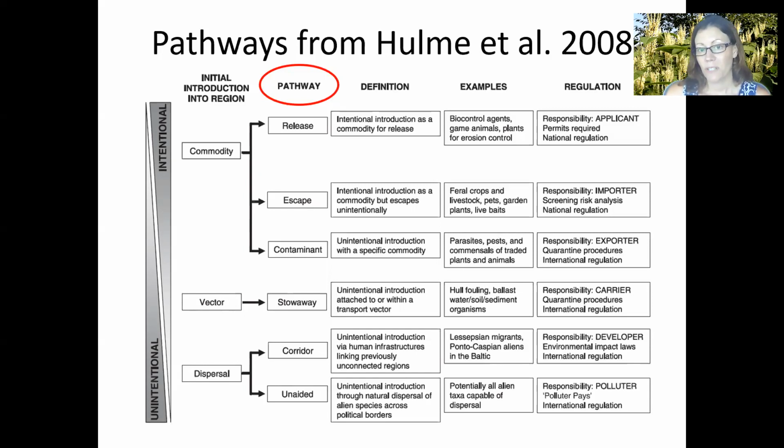So for your team task #1, which starts next week, you are going to be looking at different taxonomic groups to try to figure out if you agree with Hulme in terms of which taxa have a tendency to come through which of these different pathways.